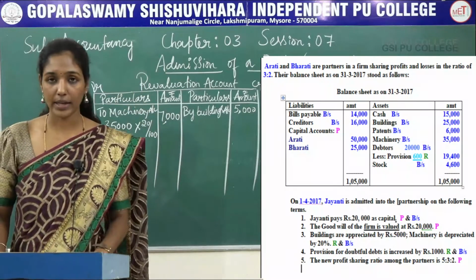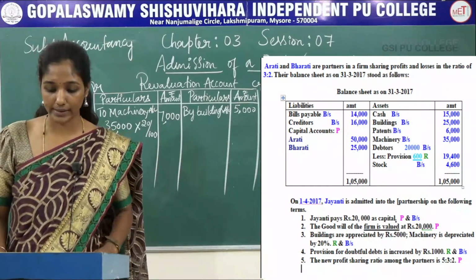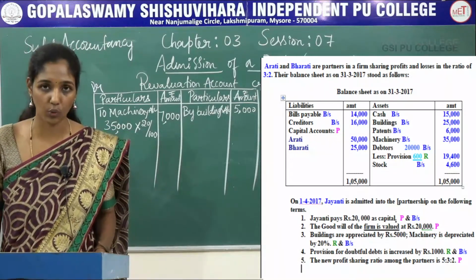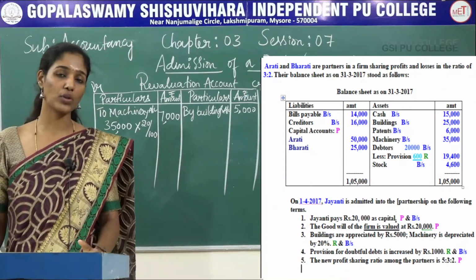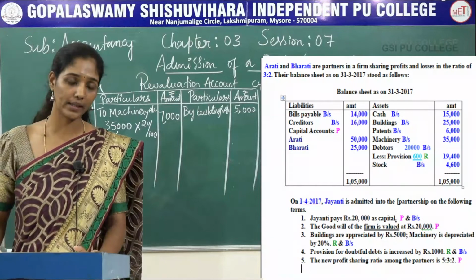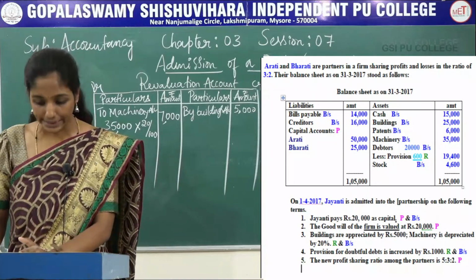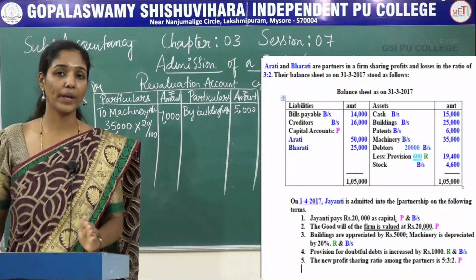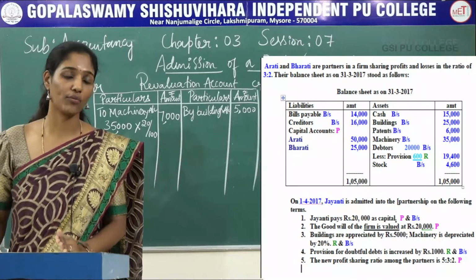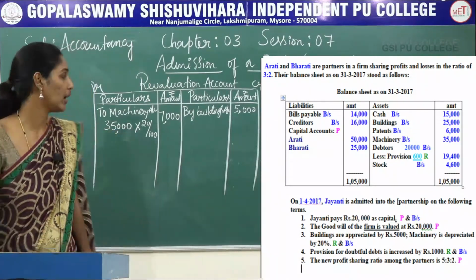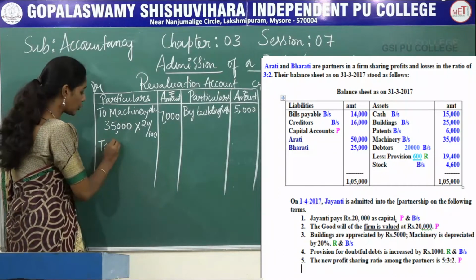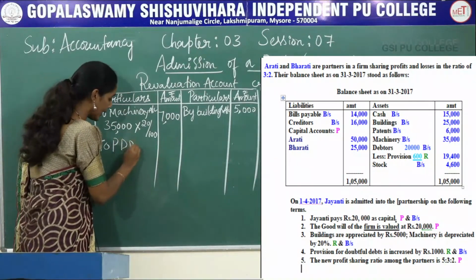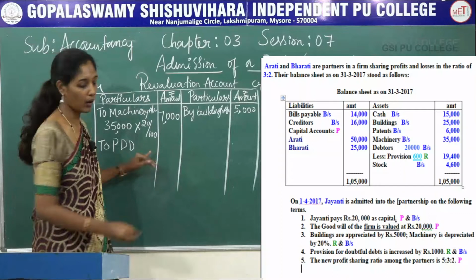Next adjustment is provision for doubtful debts is increased by ₹1,000. So as you all know, provisions are act as liabilities. So here liabilities are increased. So then it should be recorded on debit side of the revaluation account as to PDD or to provision for doubtful debts ₹1,000.